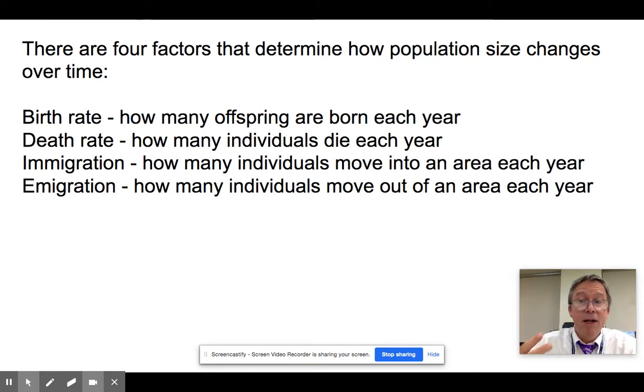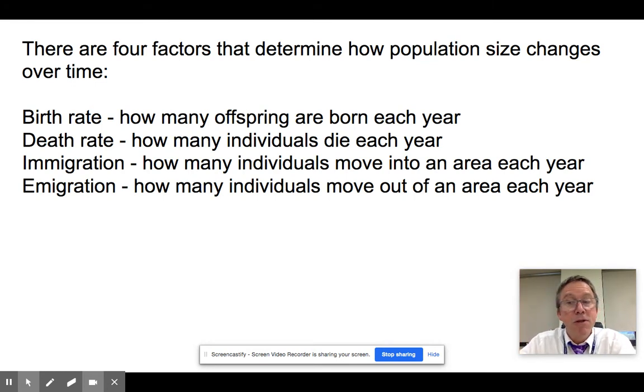The two things that can make it go up are births. So the more births there are, the faster the organisms are being born, the birth rate, that makes it go up. And there's immigration, the rate at which organisms move in and join the population from outside the population. Say we're talking about an island population, how many birds come to that island.